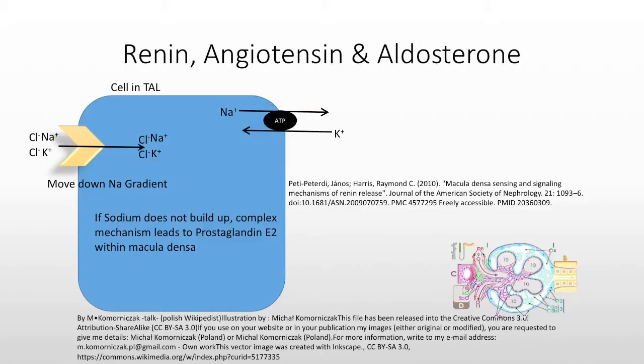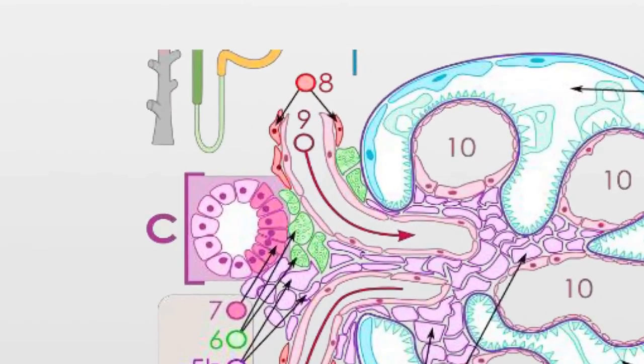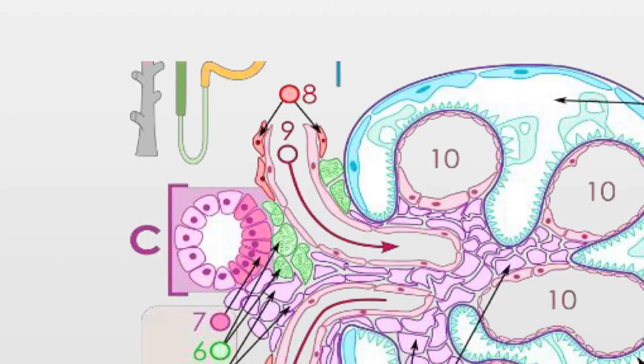At this point, there's two possibilities. Either this sodium-potassium ATPase pump is working hard enough and no sodium builds up in here, or it's not working hard enough and we get a lot of sodium building up inside the cell. If the sodium does not build up, a complex signaling mechanism leads to the production of prostaglandin E2 within the macula densa. And I'm going to zoom in really quick to show you the macula densa again. So this was the macula densa right here.